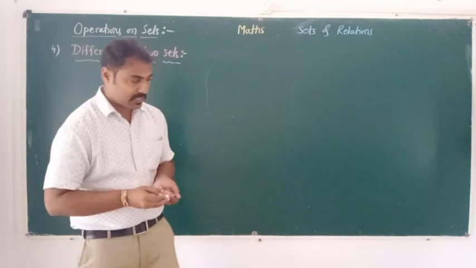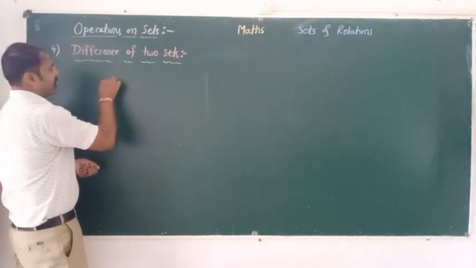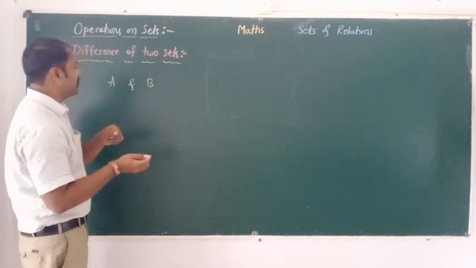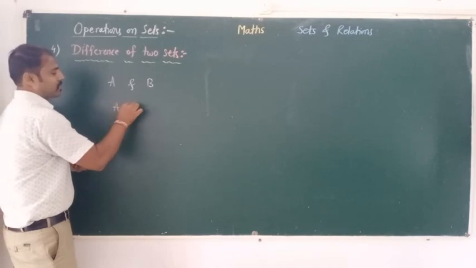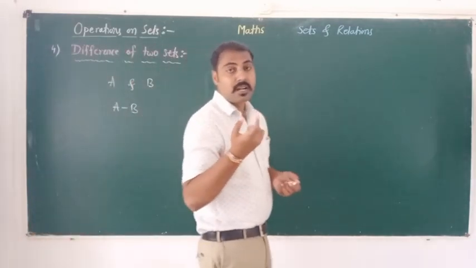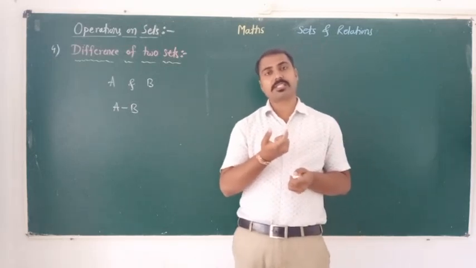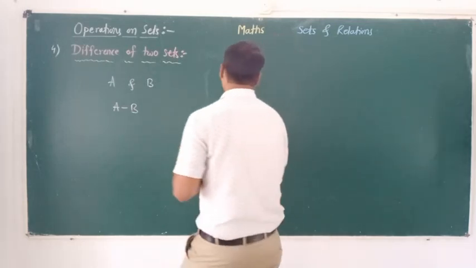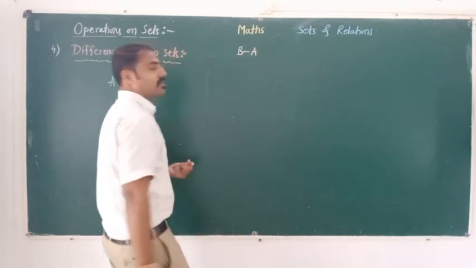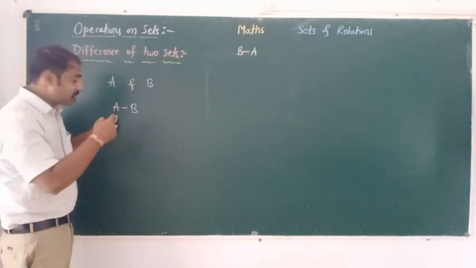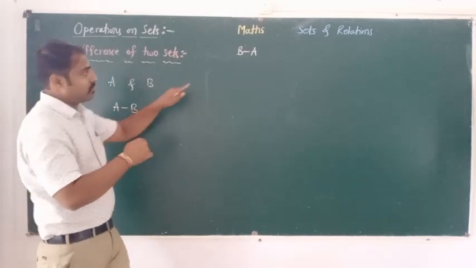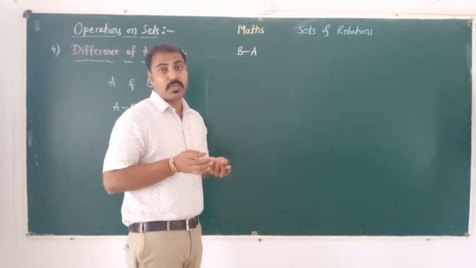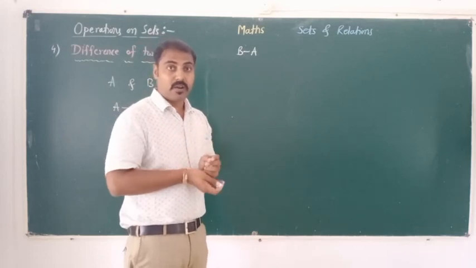If A and B are any two sets, then the difference of two sets A and B is denoted by A minus B, and the difference of two sets B and A is denoted by B minus A. Look here: it is the difference of sets A and B, and it is the difference of sets B and A. A minus B and B minus A are not equal.